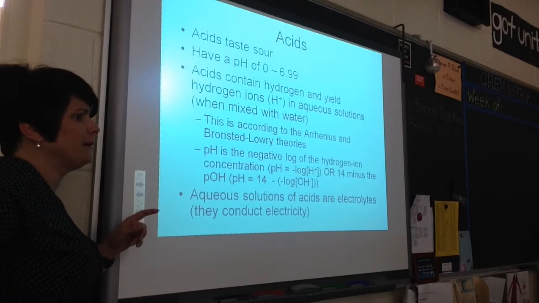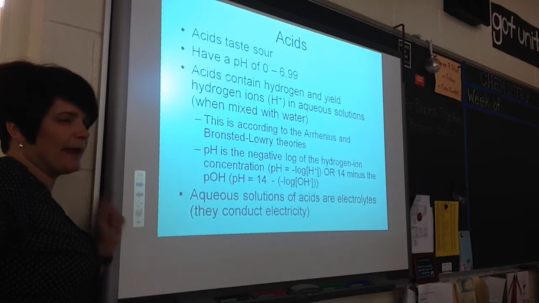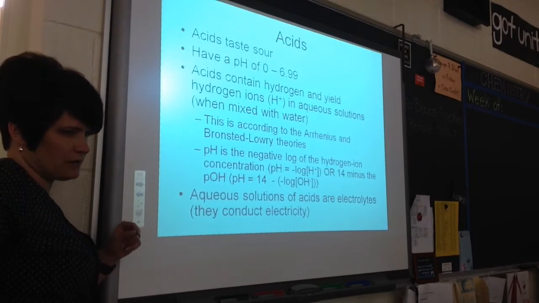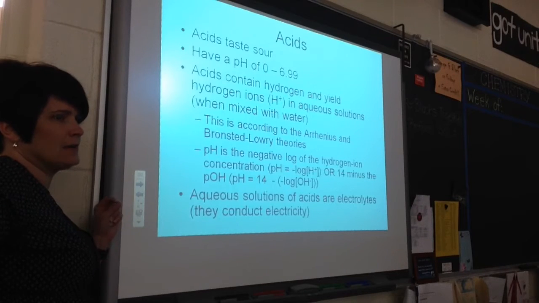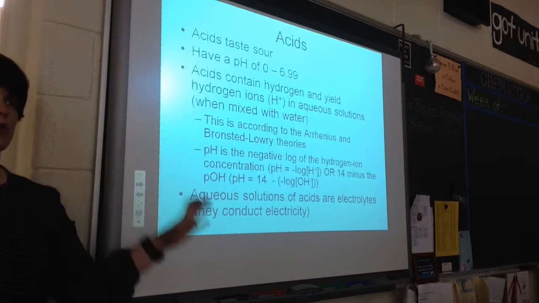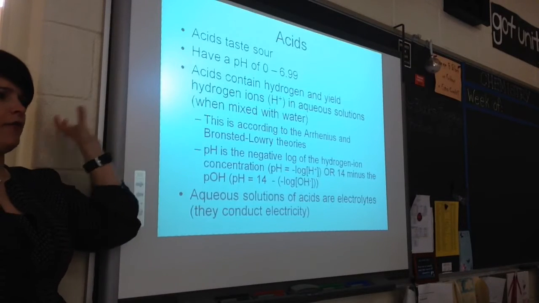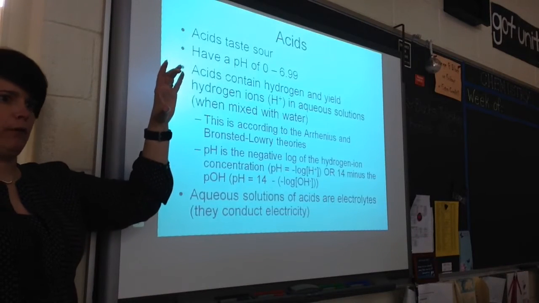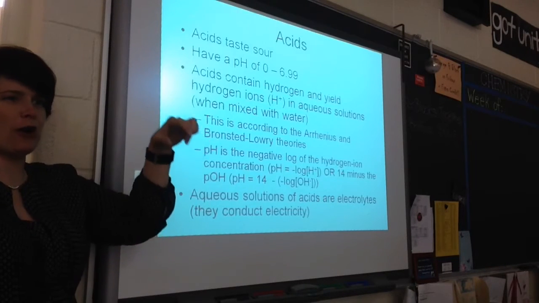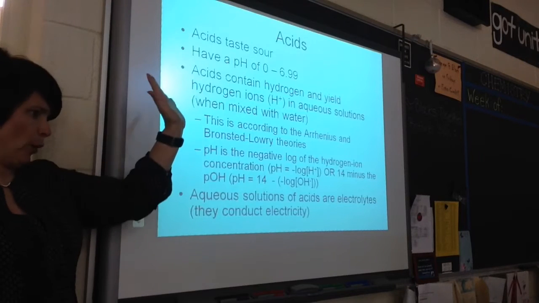What does that mean? Listen to my words. There's probably going to be an electrolyte question on the SOL test. Oh, Lord. 9 times out of 10, there is either the answer choices or the question itself shows you a picture of a beaker with a solution in it, and then there's a light bulb, either stuck down in the beaker or it's got some wires coming off of it.